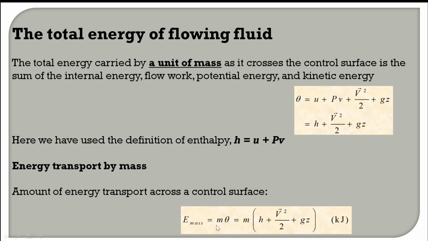Now, if a certain mass m is flowing across the control surface, we can write the total energy carried by the mass of the fluid. Total energy carried by that mass of fluid when it crosses the control surface could be designated as E of the mass. Total energy of the mass is m multiplied with theta. Okay, m multiplied with theta, or m into h plus v square by 2 plus gz in kilojoules. This is the total energy. So here it was kilojoules per kilogram. Now when you multiply that with kilogram, m kilogram, it will become kilojoules. Okay.